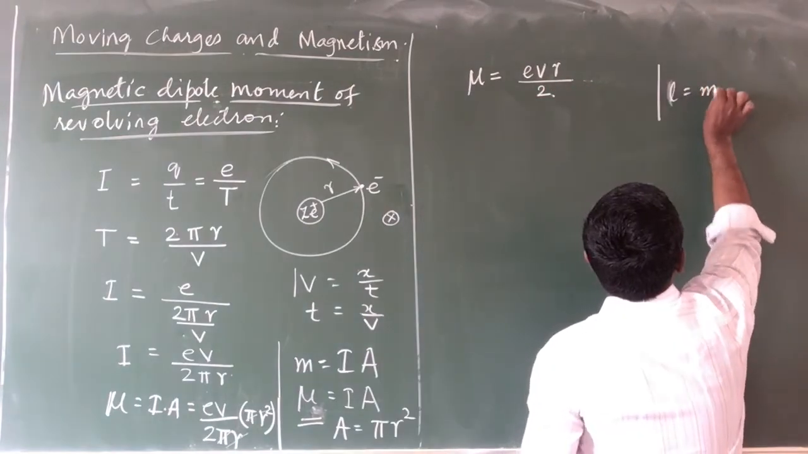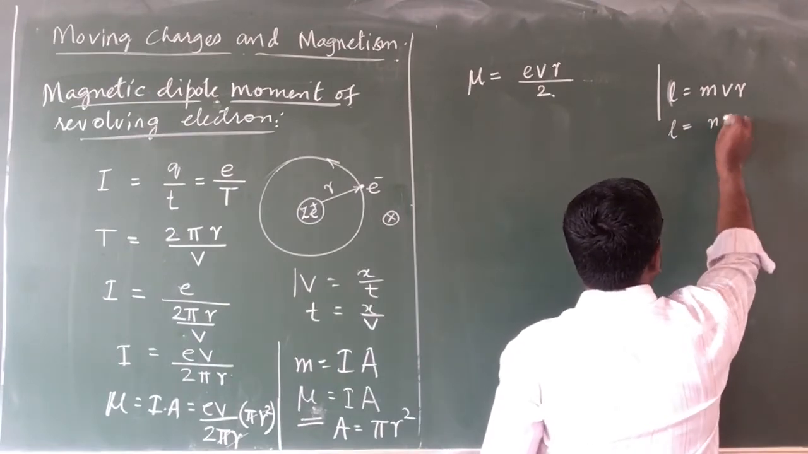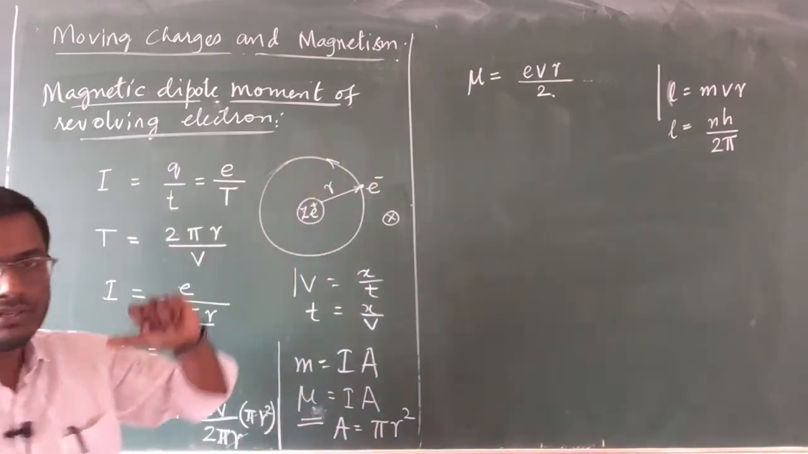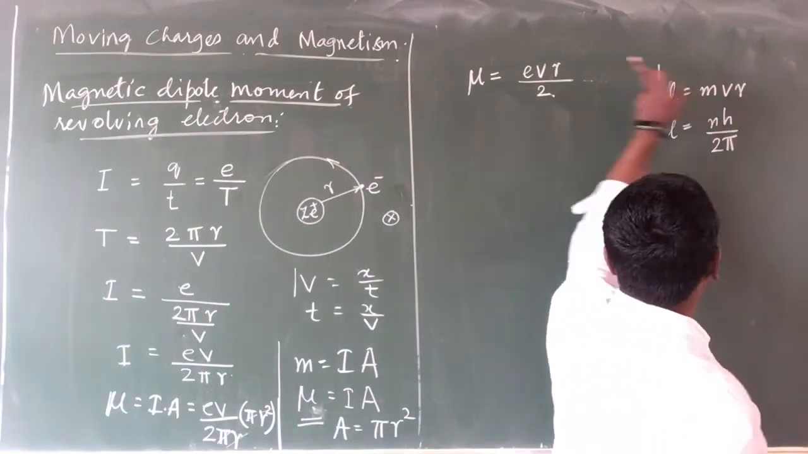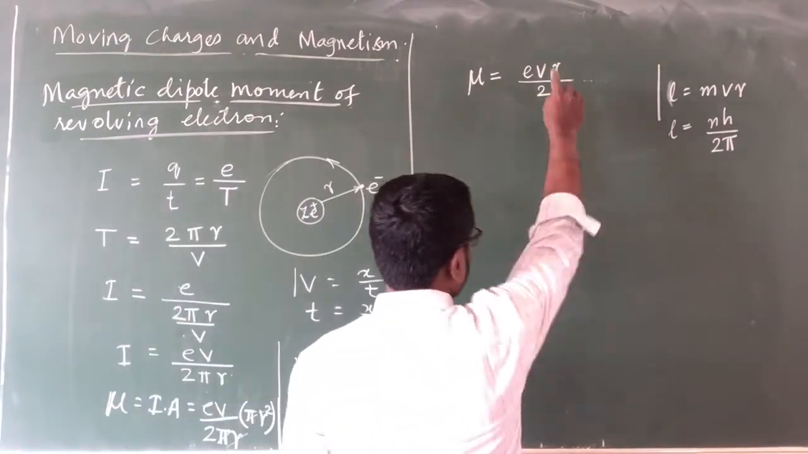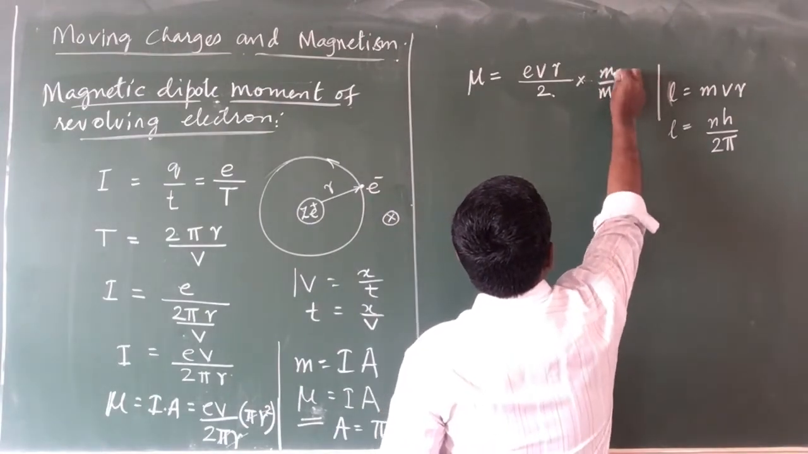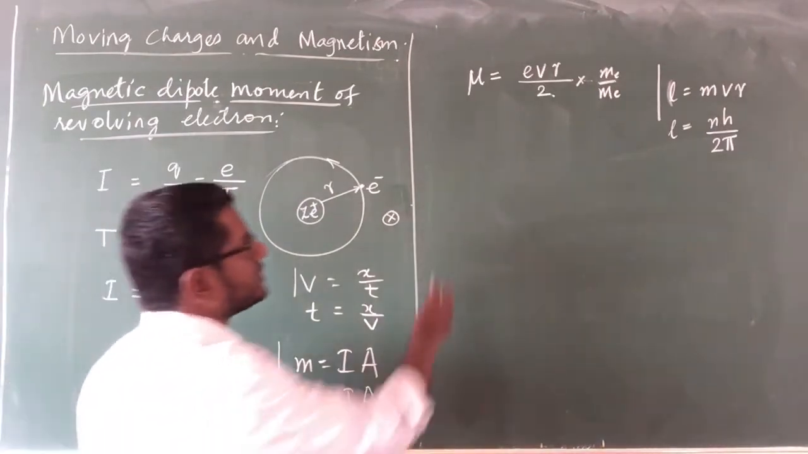L equals mvr. L is also equal to nh by 2π, because of Bohr's orbit. So in the beginning, what we want for the next step is for this mvr to be present in the numerator. If I want that, I need to multiply and divide by me, that is the mass of electron. So I will just rearrange the same equation.